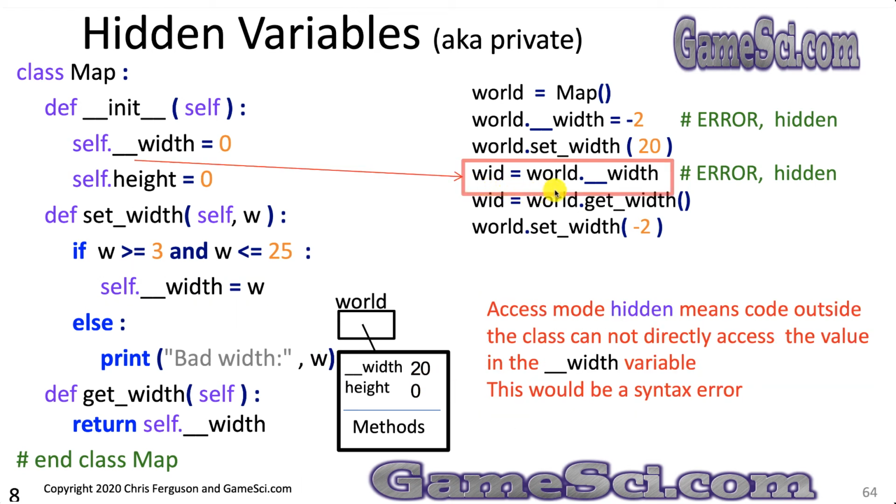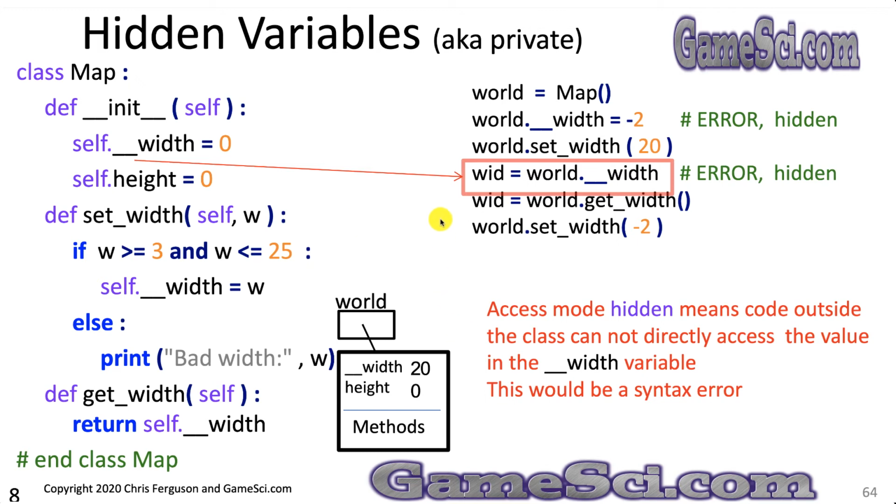wid equals world.__width. This is another error. Why is this an error? Because I'm trying to directly access the width variable from outside the class. Access mode hidden means code outside the class cannot directly access the value in the __width variable. Again, this would be a syntax error. Python will not let you run until you fix this line of code.